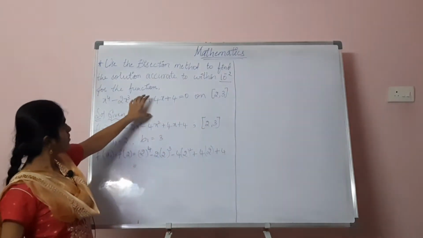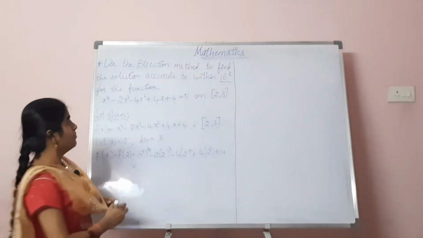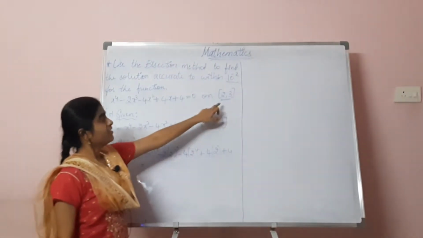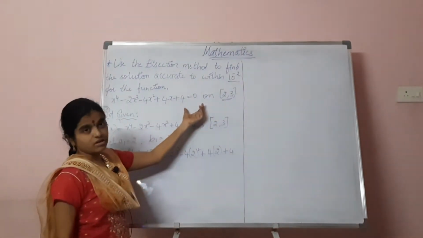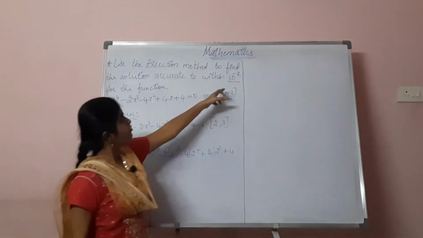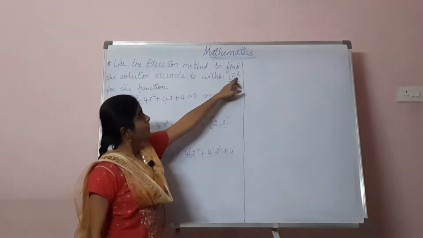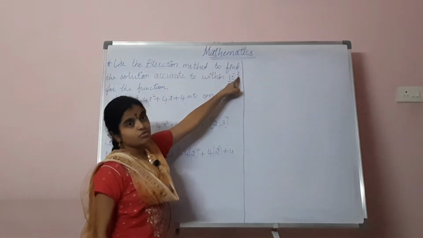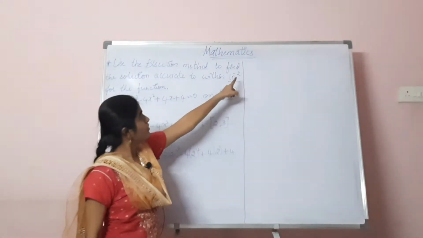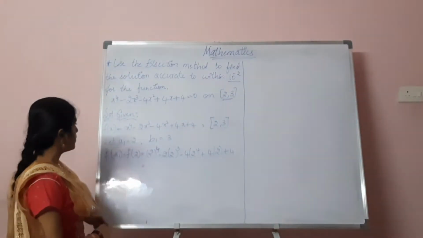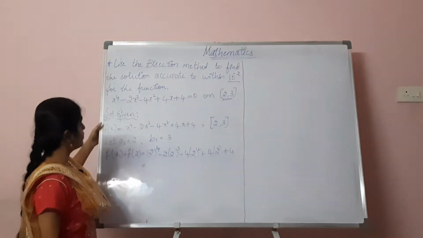We have to find the accurate solution between these 2 points. The solution should be up to 10 power minus 2, which means after the decimal point, two digits should be there. So now let us solve.